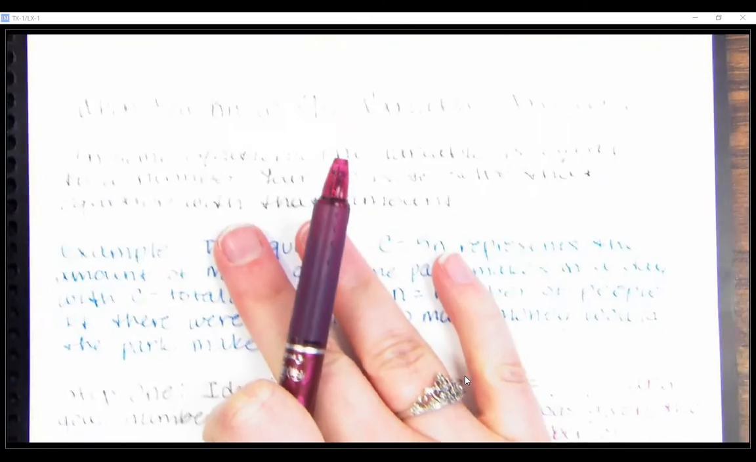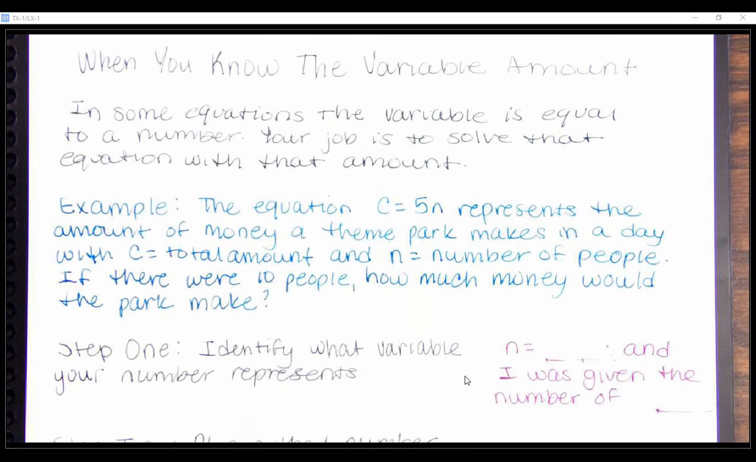Okay, so writing the equation is only one part of variables. There are actually many parts, many steps that you'll be learning along the way. But this is our next step that we definitely can do. So in some equations, the variable is equal to a number. Your job is to solve that equation with that amount. And you'll know when the situation comes up, because it's going to ask you for a specific amount, and it's going to tell you what one of the variables equals.